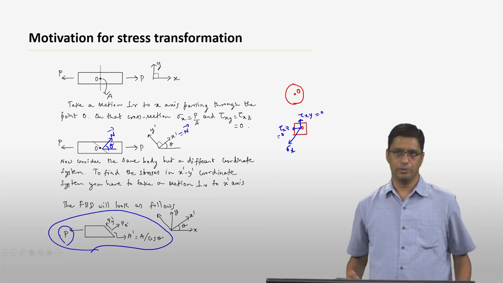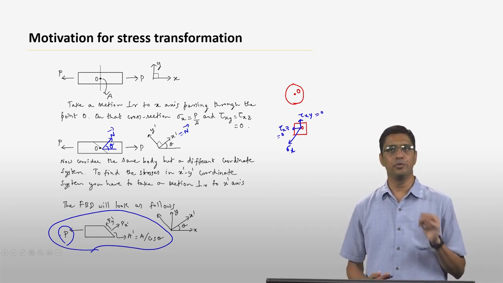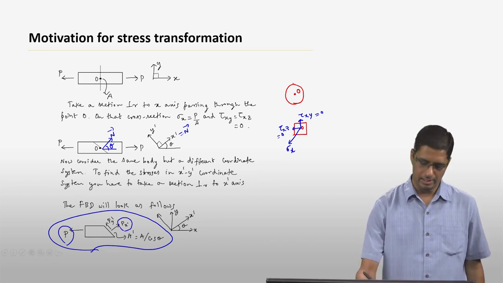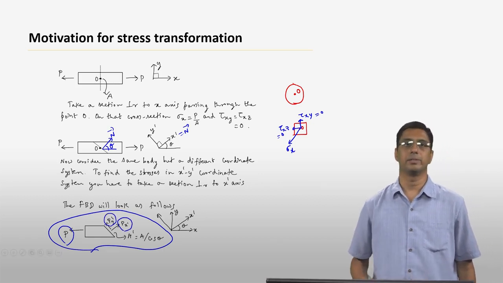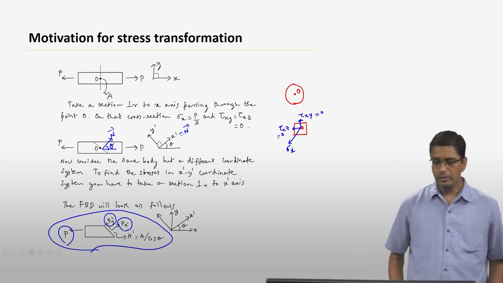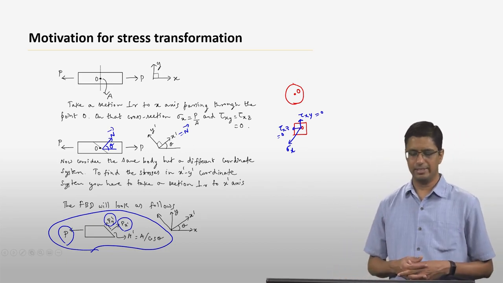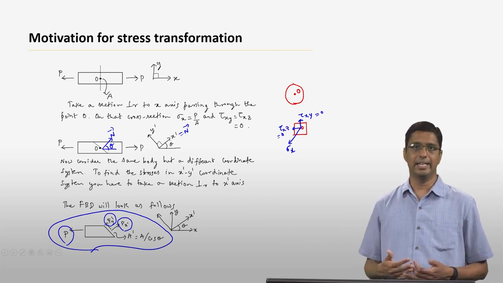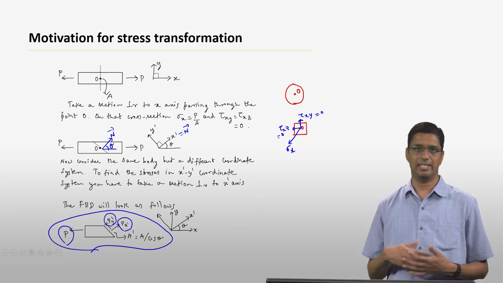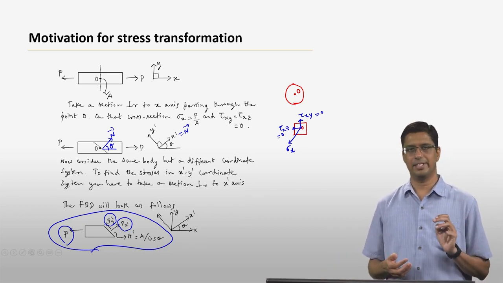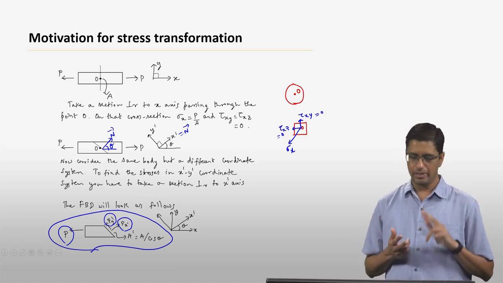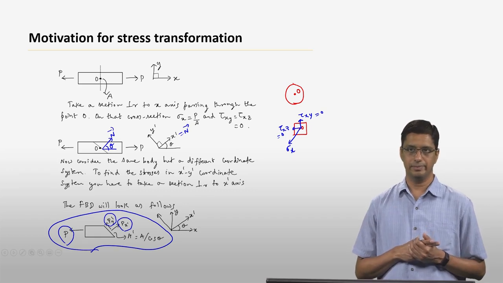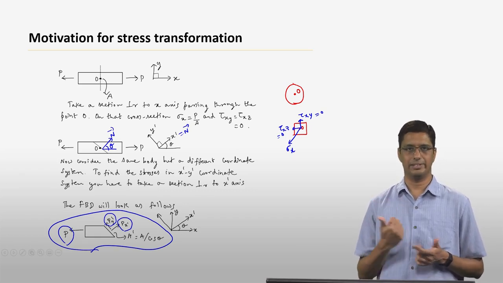Now, to satisfy equilibrium, you essentially have to have two forces in that cross section. You have to have a force along the x prime direction and a force along the y prime direction. Both have to be there. And the other thing that you'll notice is that the area of this section is not going to be A, it's going to be A divided by cosine theta. That just comes from the geometry. So two things are changing. Instead of having only one force, you're going to have two forces in that cross section, and the area of the cross section is changing.